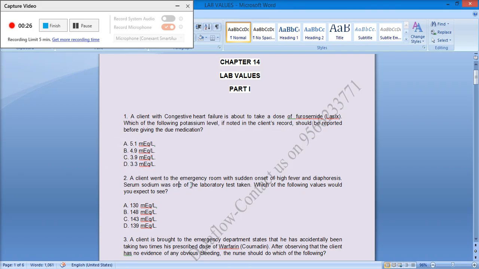A client went to the emergency room with a sudden onset of high fever and diaphoresis. Serum sodium was one of the laboratory tests taken. Which of the following values would you expect to see? A. 130, B. 148, C. 143, D. 139. The correct answer is B, 148 milliequivalent per liter.